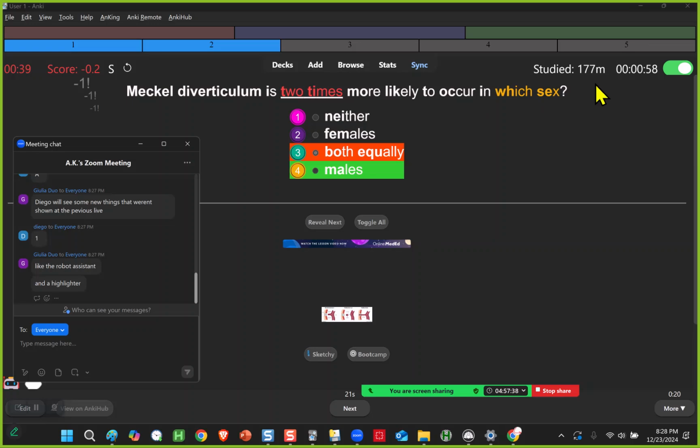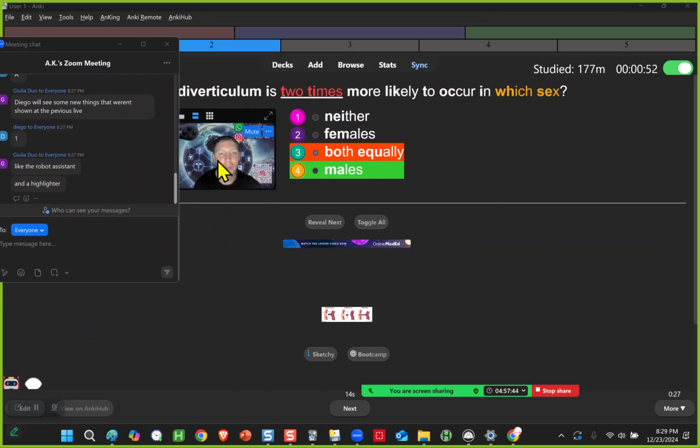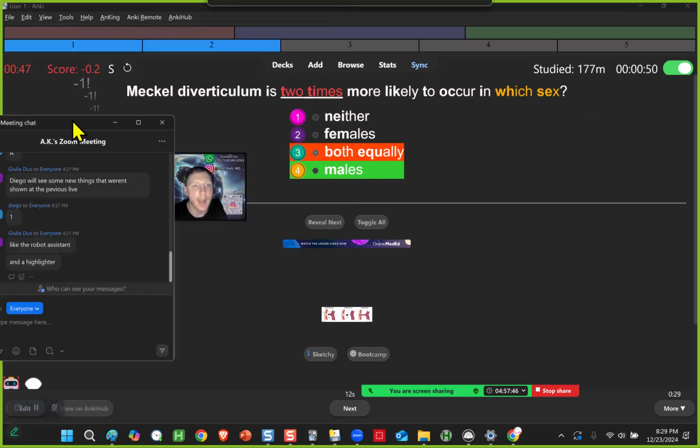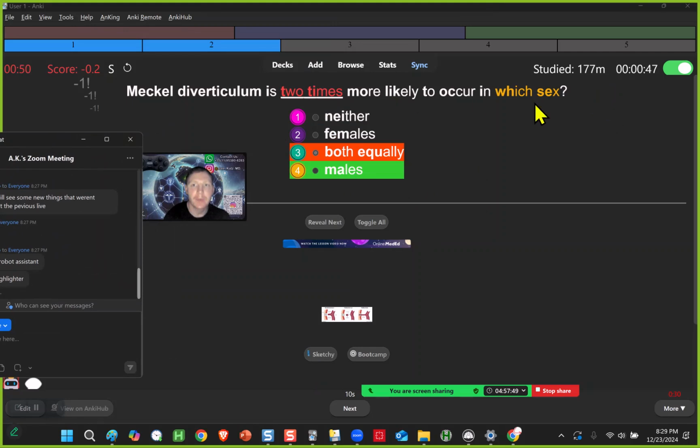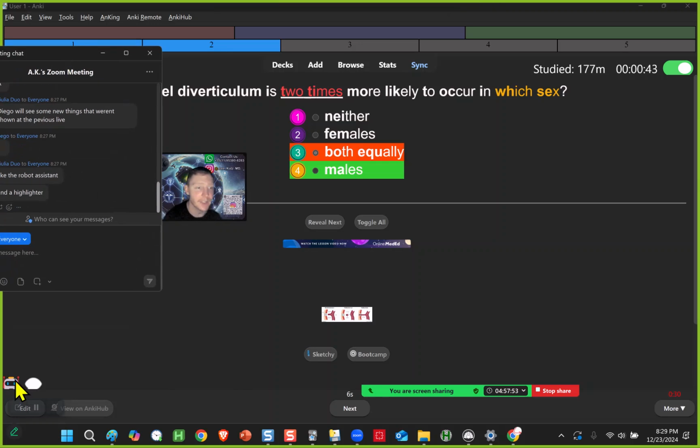Yeah, so if we ended this round, right? So you might say to yourself, well, what I really want to do is I want to make sure that I know exactly why males are 2 times more likely to get Meckel's diverticulum. So I can click this robot down here.